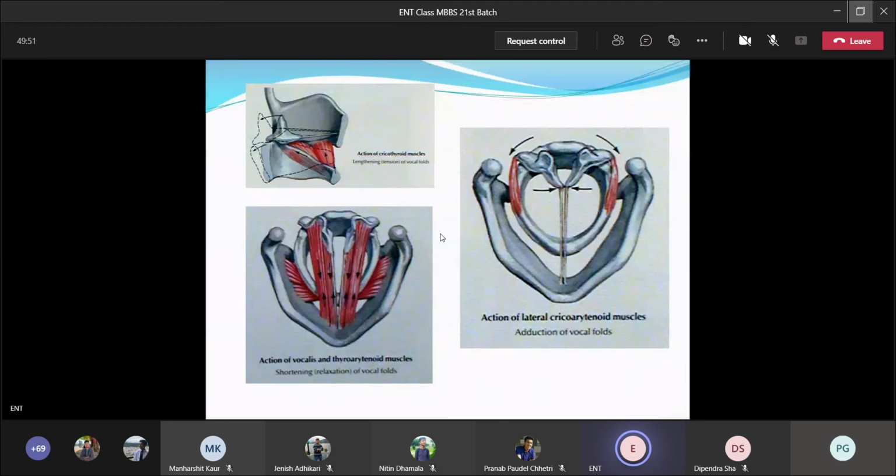So here the diagram shows the actions of the vocalis and the thyroid membrane, the action of the lateral cricoarytenoid muscles, and the actions of the cricoarytenoid muscles.